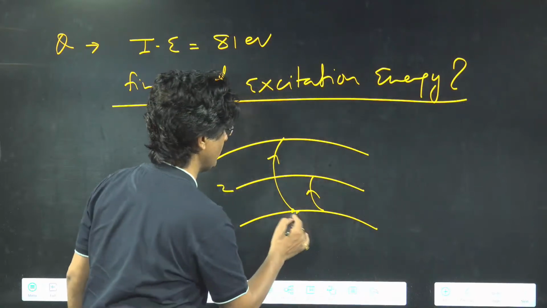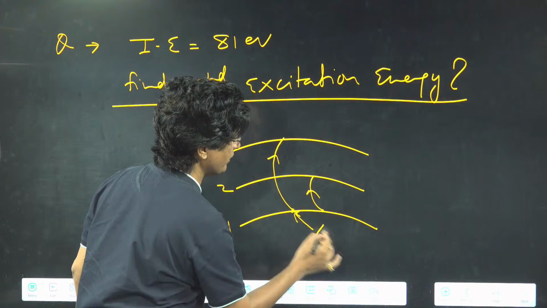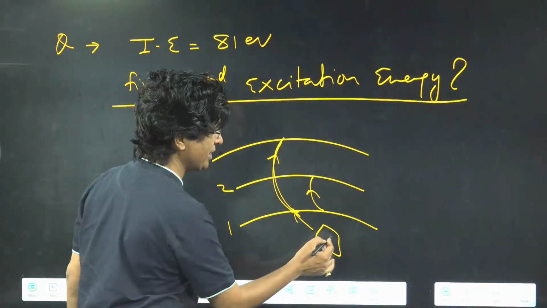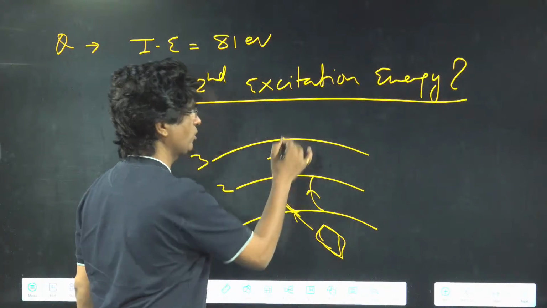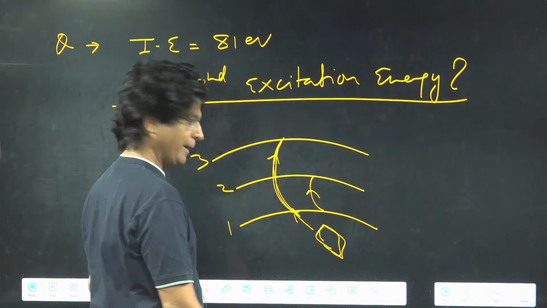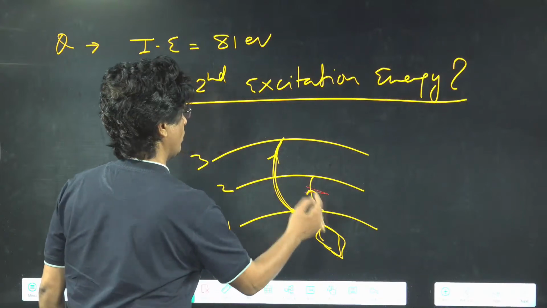If this electron has to jump, this will absorb a photon. Only then it will go there. So how much energy this photon should have so that it can go there? That's the question, basically. Are you getting it? So look up over here.